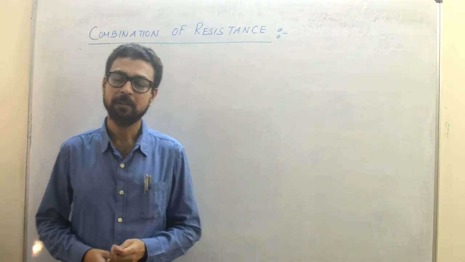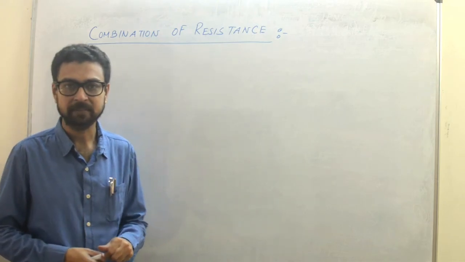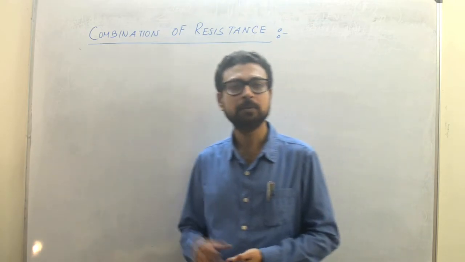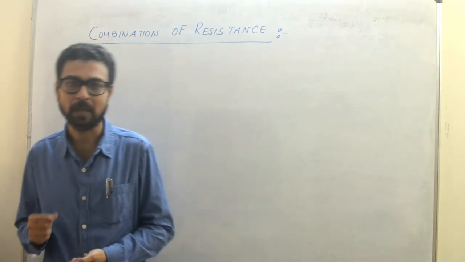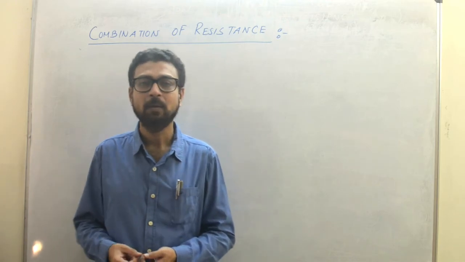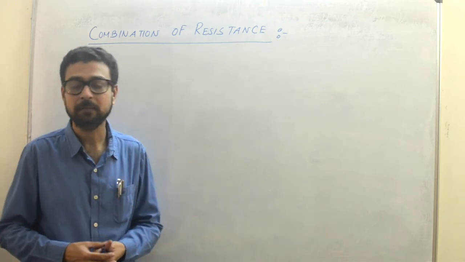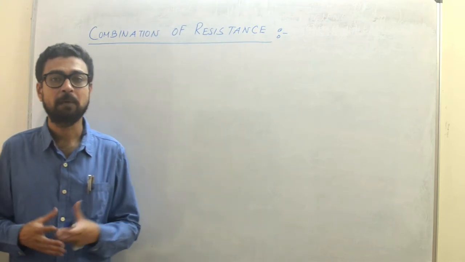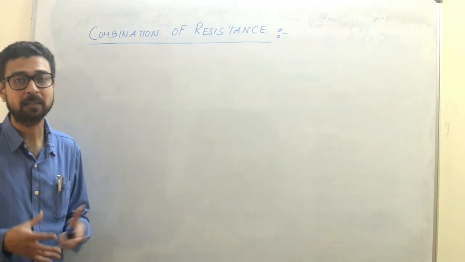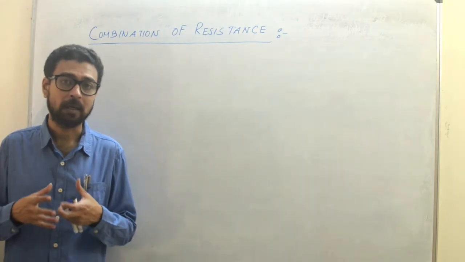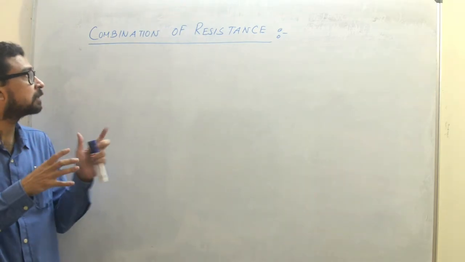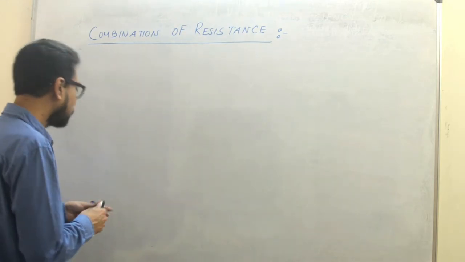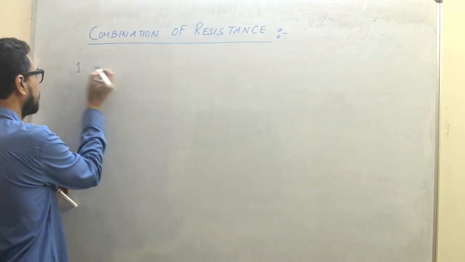So now we are going to learn a very interesting topic in current electricity, which is the combination of resistances. You see, we don't use a single resistance in real practice. We use a lot of resistances together, and that's the reason we should know the effect of combining many different resistances together and what it gives us. And you should also know that there are two different types of combination.